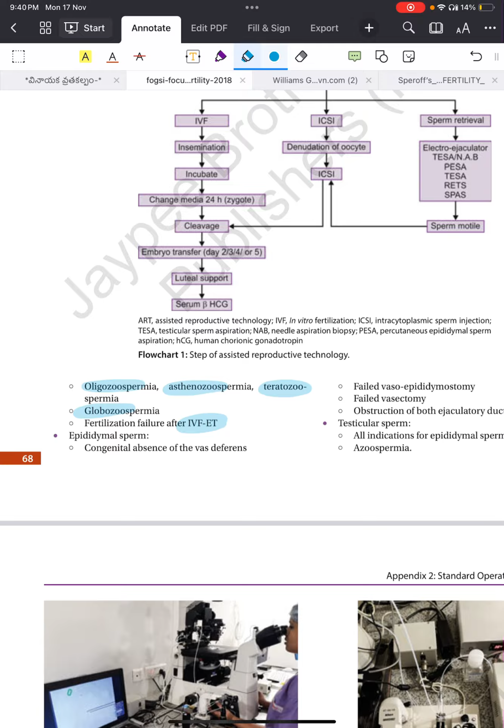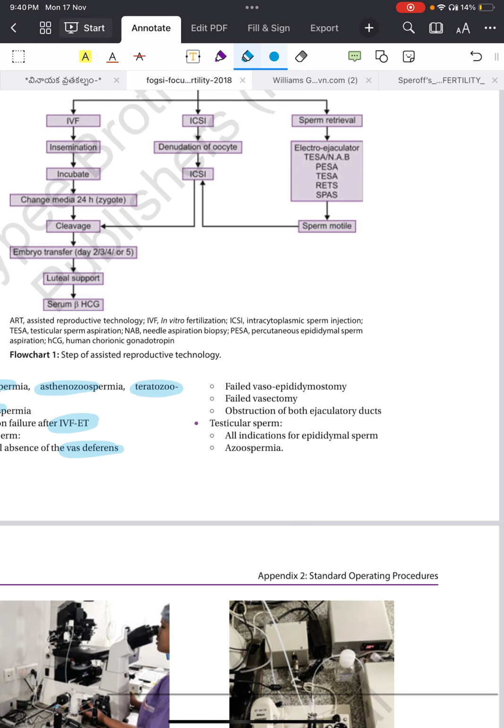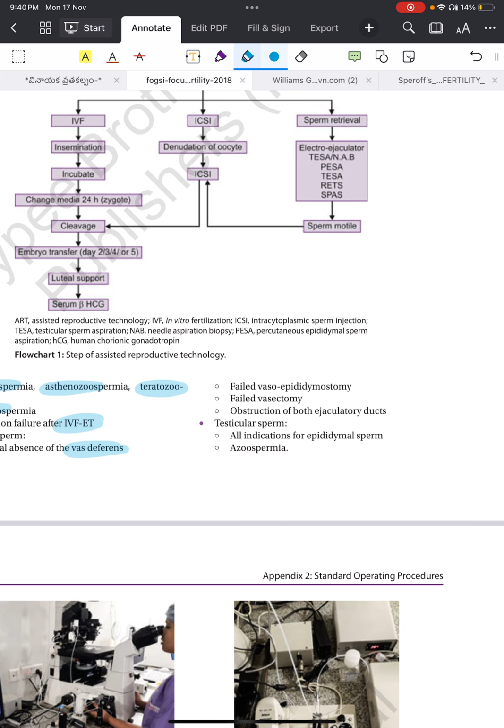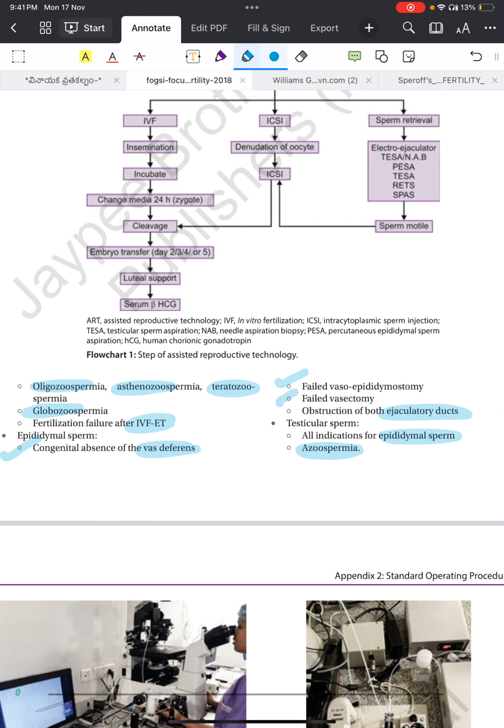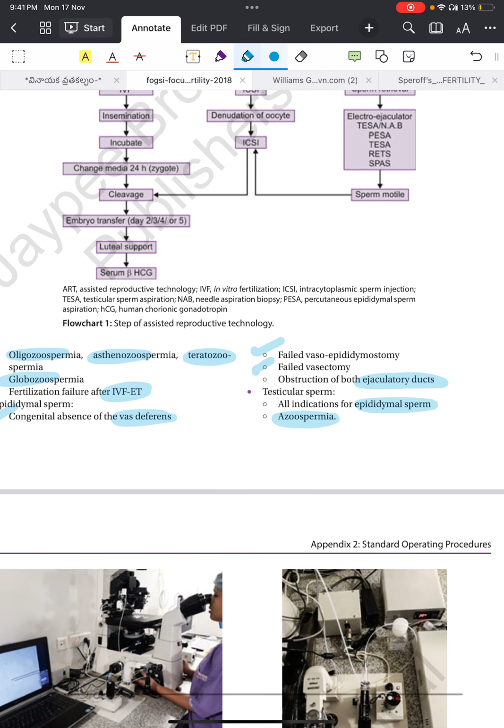That is better. Epididymal sperm is collected for congenital absence of vas deferens. Other indications are failed vasoepididymostomy, failed vasectomy, and obstruction of both ejaculatory ducts. Then testicular sperms are taken for all indications of epididymal sperms and also for azoospermia. Epididymal sperm is used in case of congenital absence of vas deferens, and testicular sperms are collected for the same indications and azoospermia.